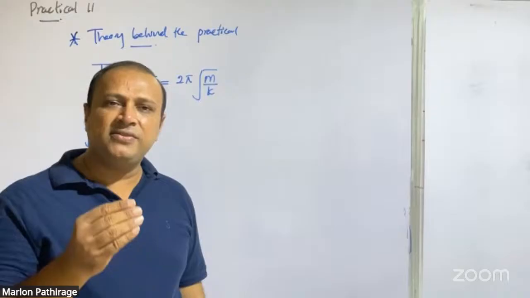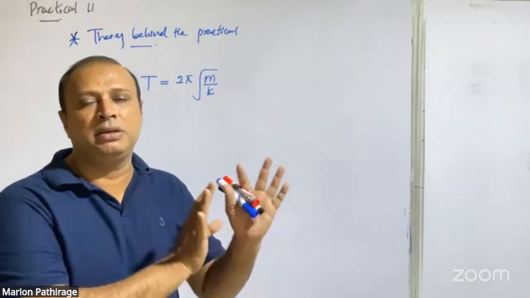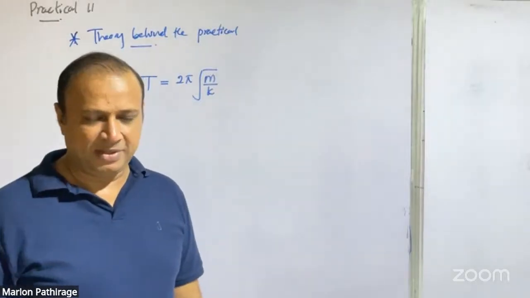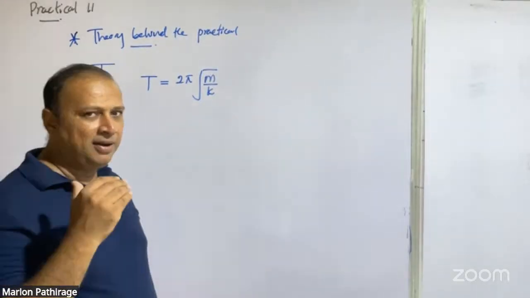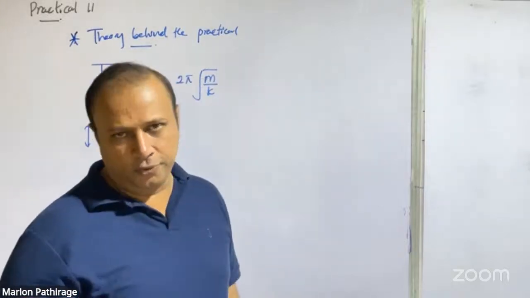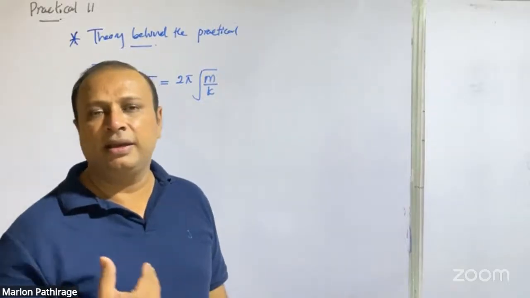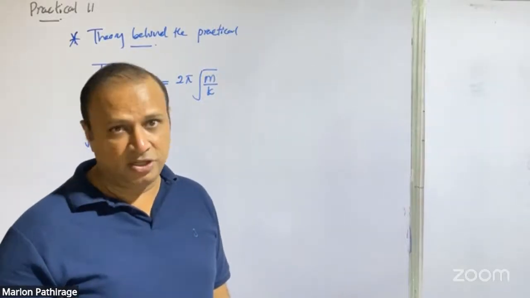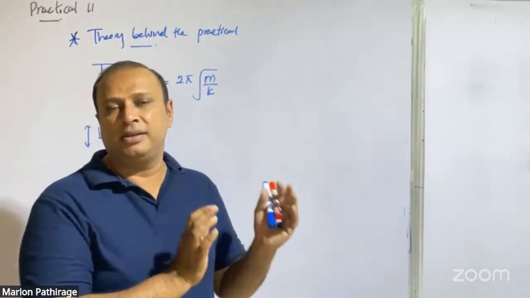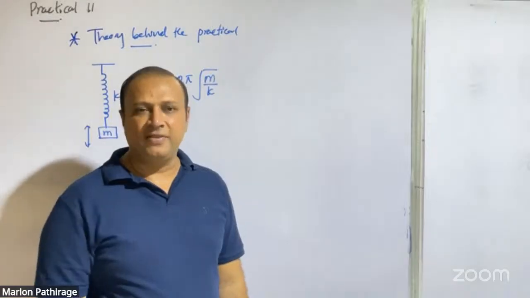Therefore, this is a verification of this relationship using an experimental method. I think you can understand this. This is not a proof or a determination of this relationship. We have to use this relationship to verify its validity.